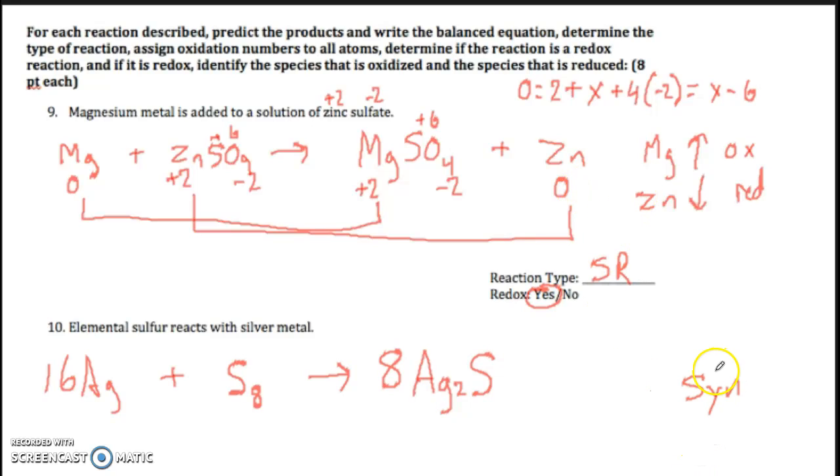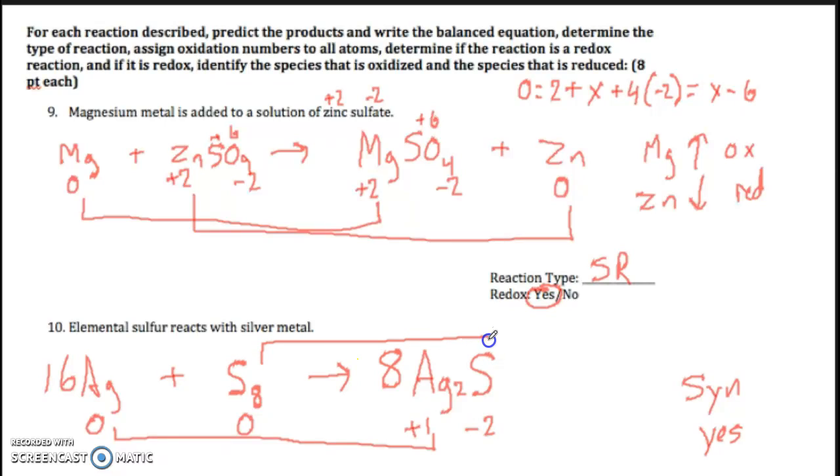Clearly that's a redox. Synthesis, this is also a yes to a redox because these are both zeros because they're elements by themselves. Silver is always a +1 and in this instance sulfur is a -2. They basically have the exact same oxidation numbers as their charges. That's not that uncommon in a synthesis reaction. So my silver went from a 0 up to a +1, so it was oxidized, and my sulfur went from a 0 down to the -2, and it was reduced.